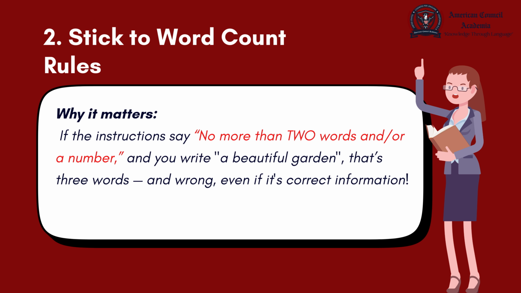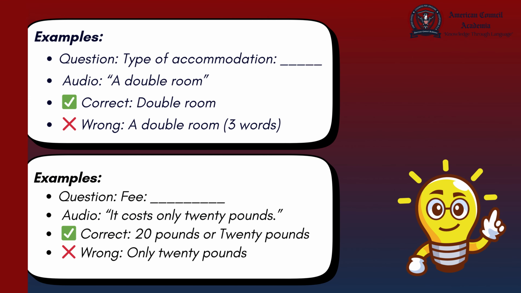Now, moving on to the second strategy: stick to word count rules. This cannot be emphasized enough. If the instructions say no more than 2 words and/or a number, and you write a beautiful garden, that is 3 words, and it is incorrect, even if the information is accurate.